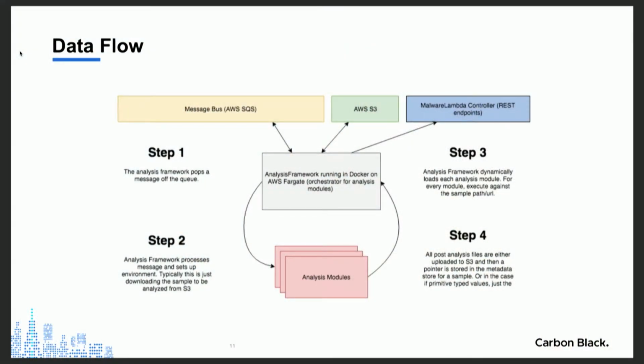So it pops that message off the queue, downloads the binary or whatever it's looking for from S3, puts it into its working environment, and then serially goes through every analysis module in the list, extracts those features, and then continues to the next one. And again, this goes back through the controller. All the interaction goes back through the controller, except for the S3 stuff, so you can debug it and see more clearly what your workers are doing.